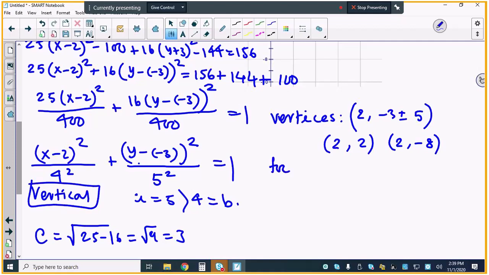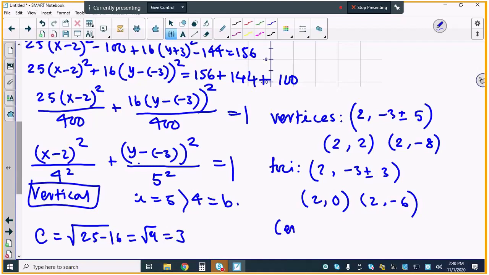The foci, since they are h comma k plus or minus c, I will say 2 comma negative 3 plus or minus 3. So they are 2 comma 0 and 2 comma negative 6. And of course the center of this ellipse is h comma k, which is 2 comma negative 3.